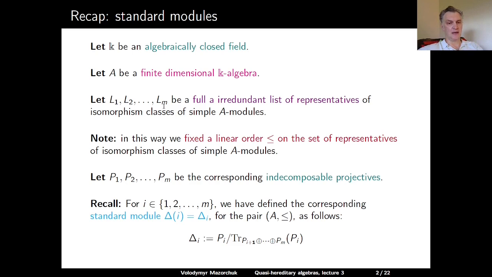So the standard module delta i, for i between 1 and m, is associated to the pair consisting of our algebra A and our fixed order on the set of representatives of isomorphism classes of simple A-modules. And the module delta i is defined as the quotient of Pi modulo the trace in Pi of projectives P(i+1), P(i+2), and so on up to Pm. In other words, we take in Pi the submodule generated by all simple subquotients Lj, where j is strictly greater than i, and we factor out this submodule. The outcome is our standard module delta i.